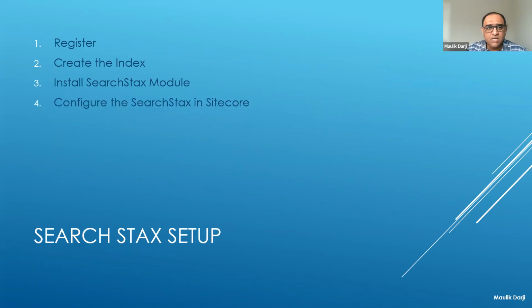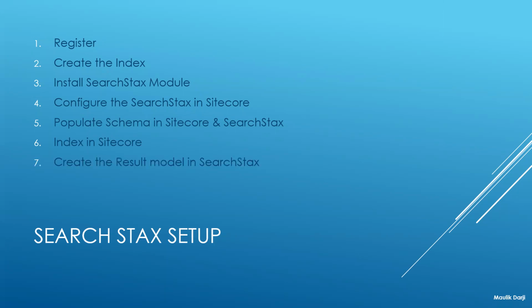Configure it once you install the SearchStax module in Sitecore. The last screen shows you how to configure SearchStax in Sitecore, and you will also get some more options to do the same. Then you need to populate the schema in Sitecore and SearchStax both. Then you need to index in Sitecore and create a result model based on what your index is. Say sometimes I need the full path, or I need content, or some different fields. So create a search result model in SearchStax, and create a page in Sitecore.